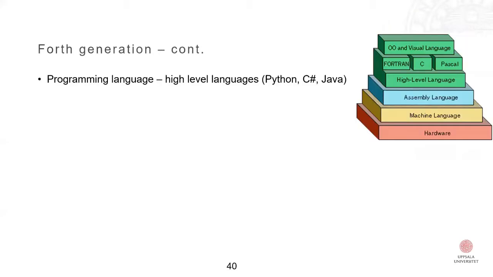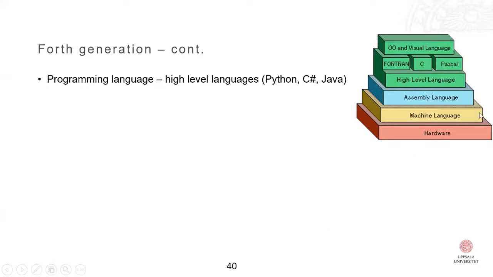So in this generation, we have many advancements. The speed of inventions at this point is very high. It is not like previous generations that had just one or two big inventions. Here we have many things. For example, programming languages evolved a lot. We have much higher level languages like Python, C#, and Java.